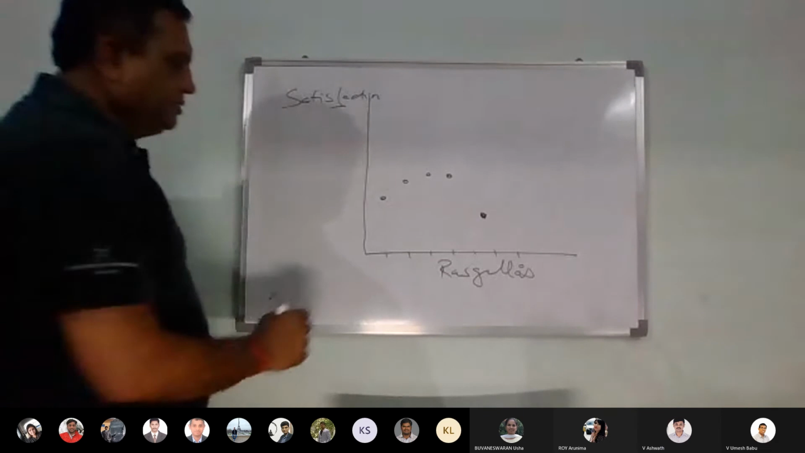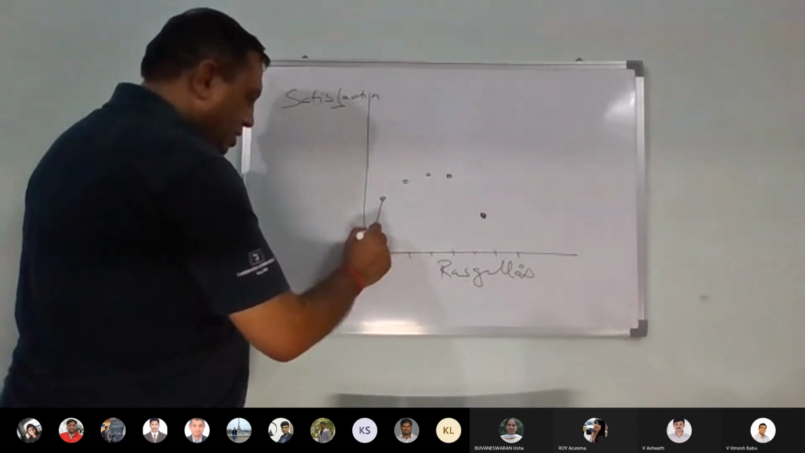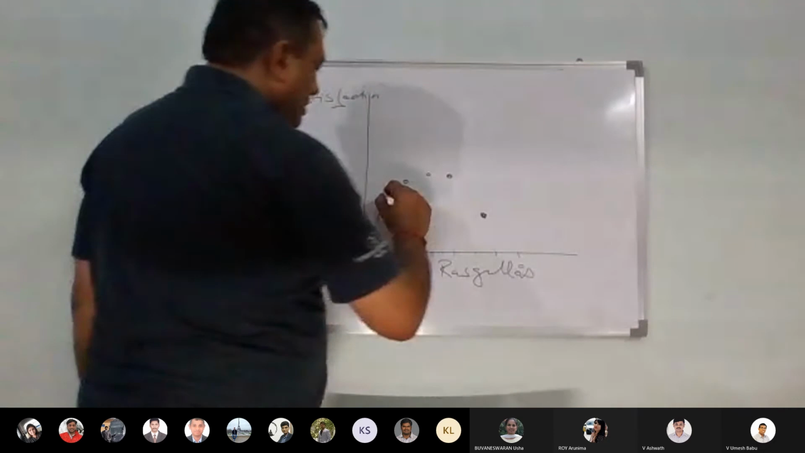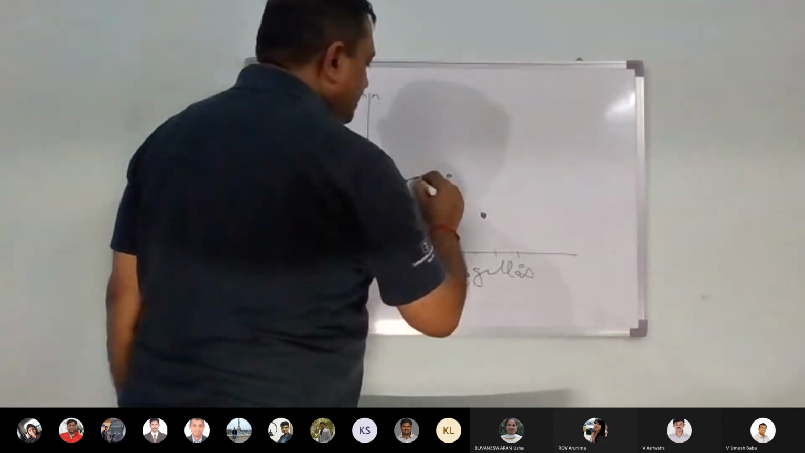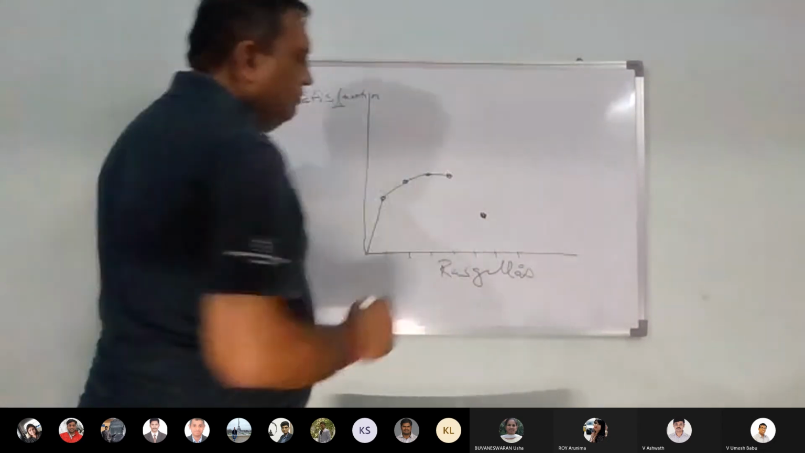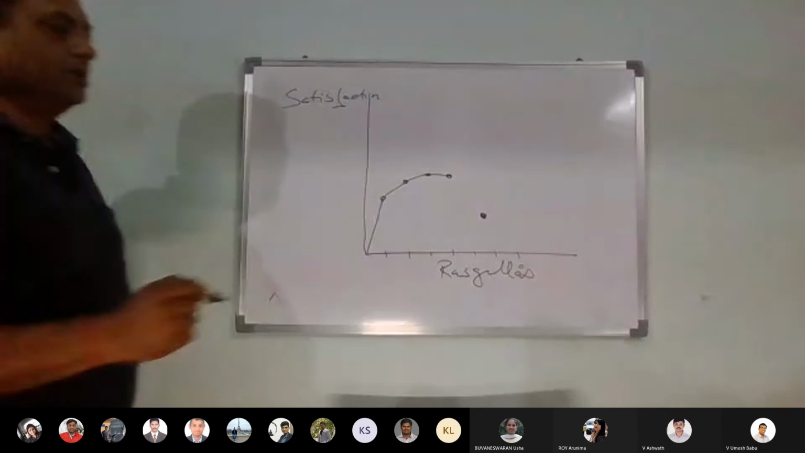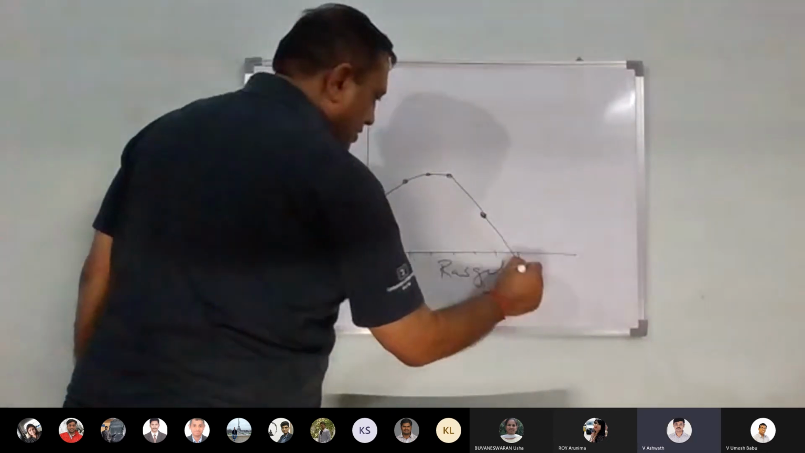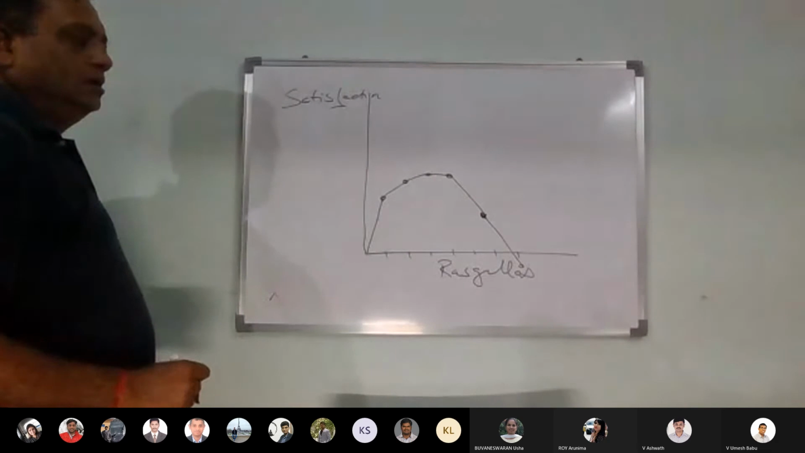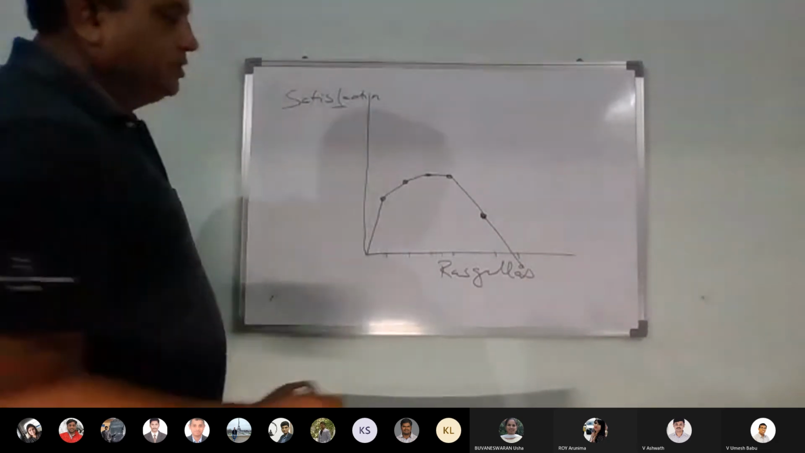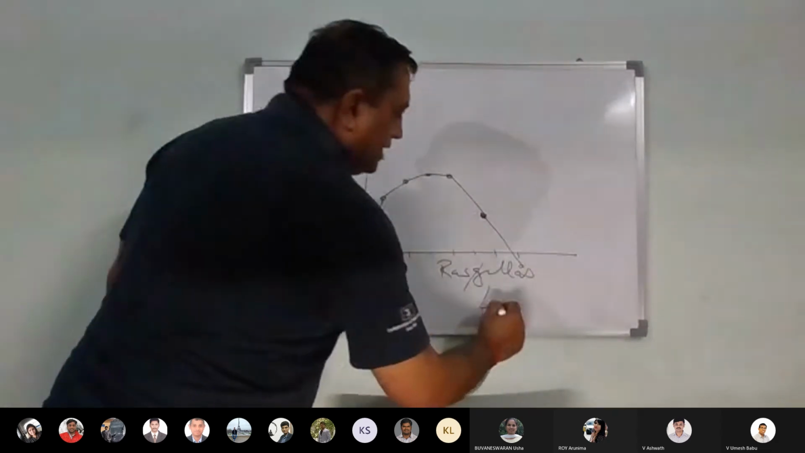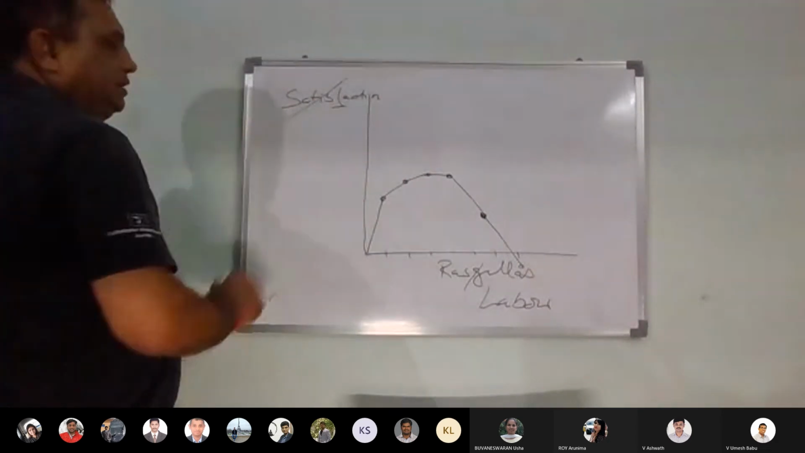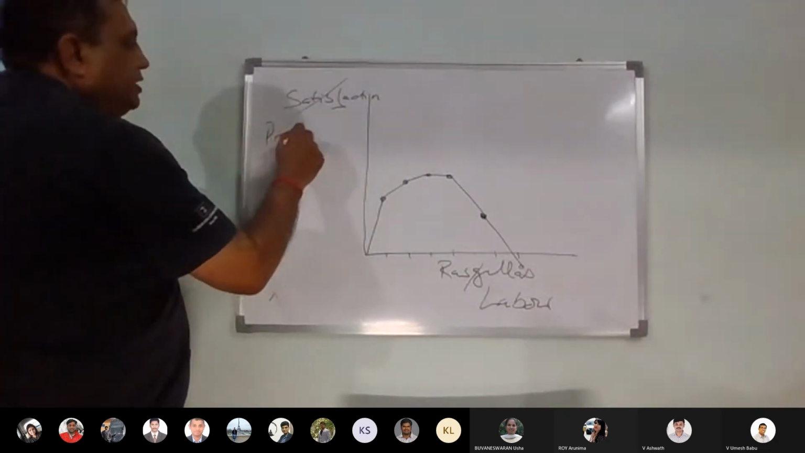So what has happened is your satisfaction was increasing at an increasing rate. Then it was increasing at a decreasing rate. Then dy/dx became 0. And then dy/dx became negative. Okay. Now, instead of rasgullas, I can say labor. And instead of satisfaction, I can say productivity.